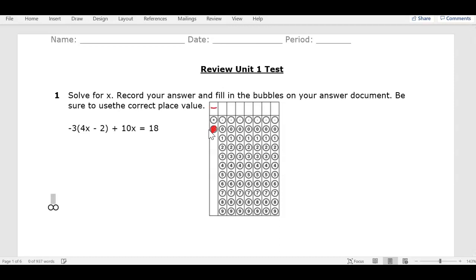negative 6. Okay. Doesn't matter if you wanted to put the 6 right here. Just needs to be negative 6. All right, just make sure you bubble it correctly.